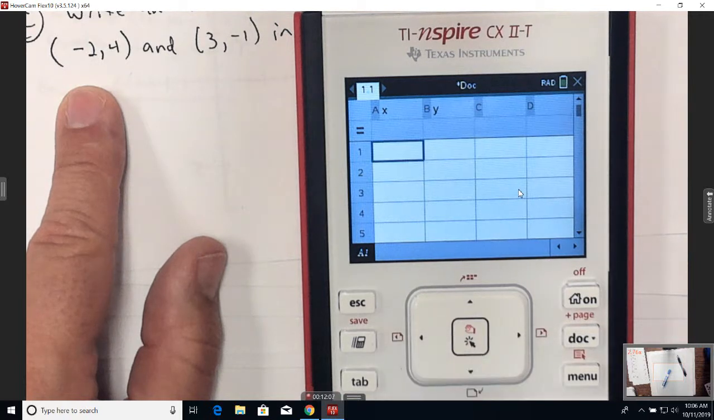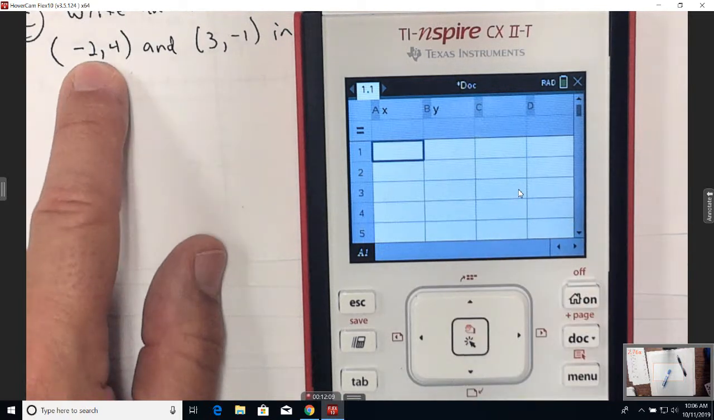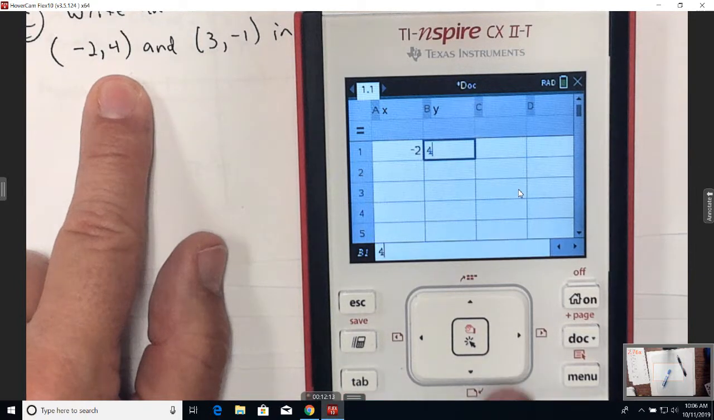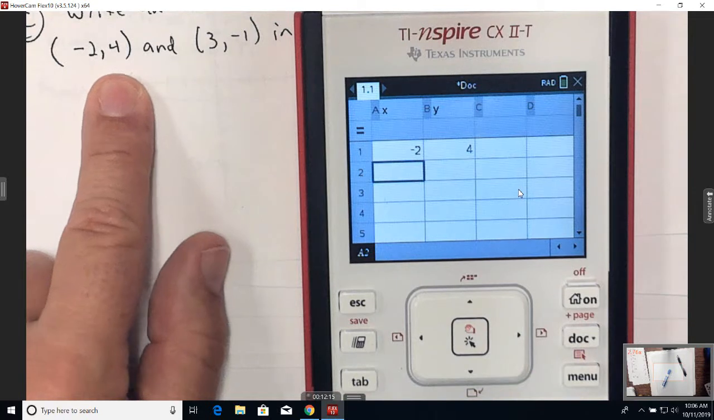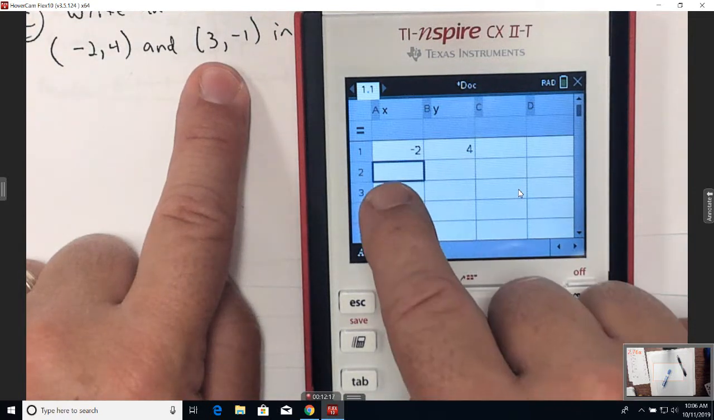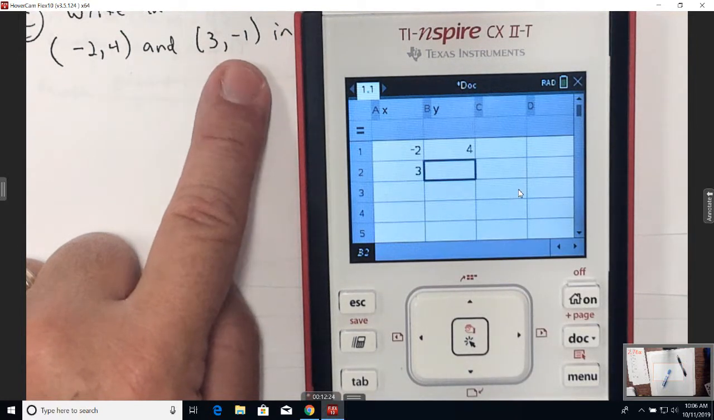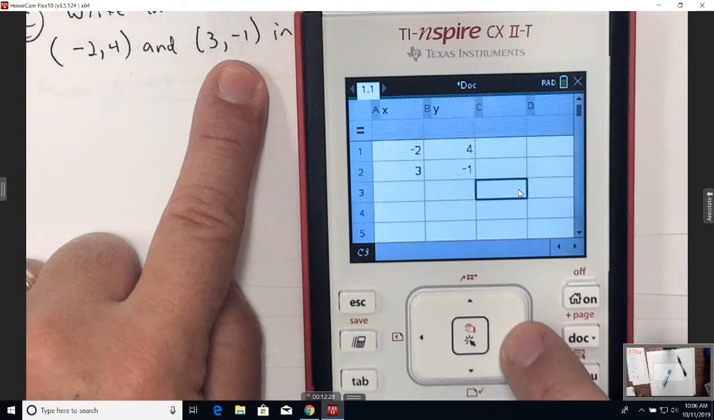Leave this one blank. Begin in cell A1 and enter my first X, which is negative 2. My first Y is 4. All right, move to my second X, which is 3. So notice how my X's are lined up. And my next Y is a negative 1. And then find an empty cell.